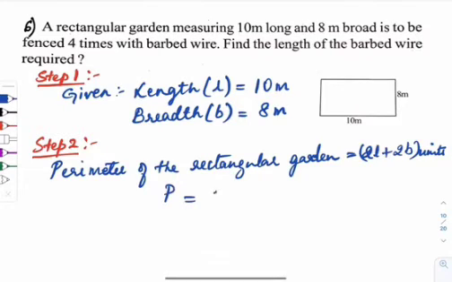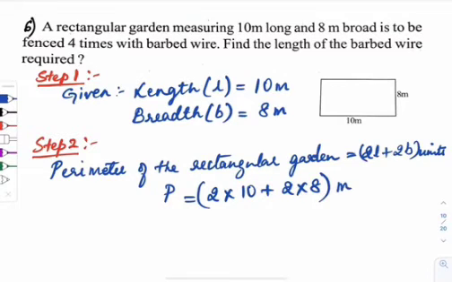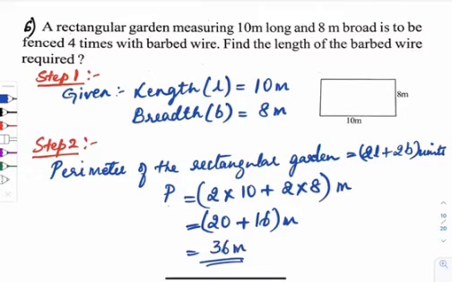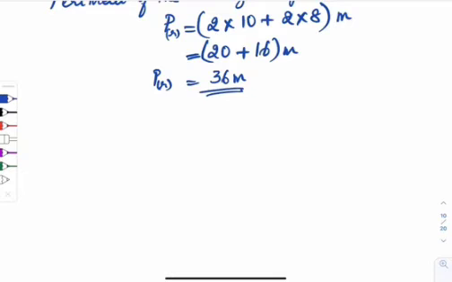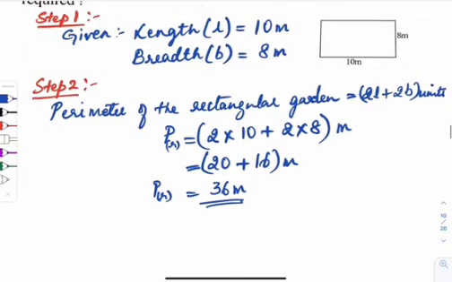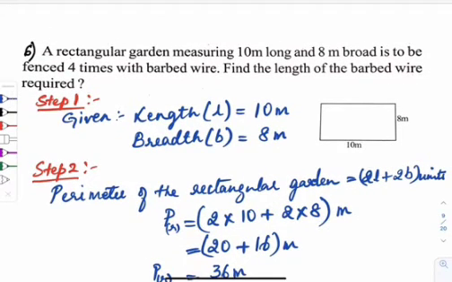P is equal to 2 into L is 10 plus 2 into B is 8. It is in meters, so the units I have mentioned as meters. So 2 10 times is 20 plus 2 into 8 is 16. This is nothing but 36 meters. So the perimeter, here also we will mention it as rectangular. Perimeter of a rectangular garden is 36 meters.